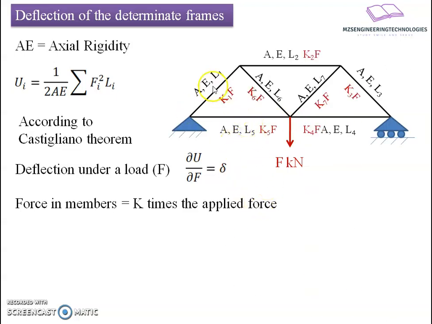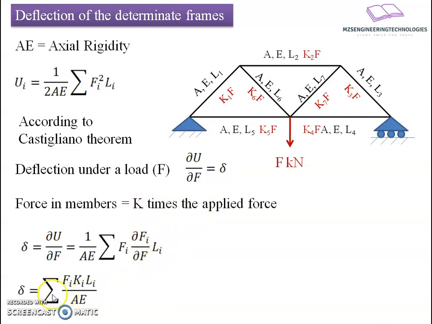So I have written these individual coefficients, and now I am interested to know each individual coefficient. For that, I can have an equation: dou U upon dou F equals 1 upon AE summation of Fi dou Fi upon dou F into Li. If I take the derivative of this particular relation, we will get K as a result. So we can write di bar equals summation of Fi Ki Li divided by AE, where K we will call the unit load factor.